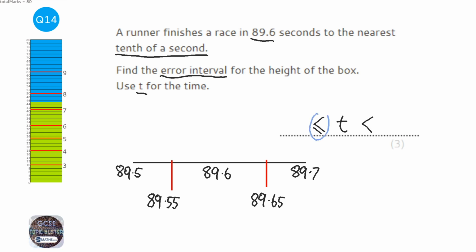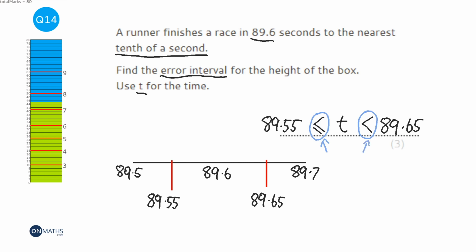Now these two signs here will always be the same. Okay, so when you're asked to do an error interval, it's that way around. So we're going to do our 89.55 on the left hand side and 89.65 on the right hand side. Now the reason why the inequality has an equals underneath it on the left hand side is it can be 89.55 and still round to 89.6. The reason it doesn't have one on the right hand side is 89.65 would have rounded to 89.7.